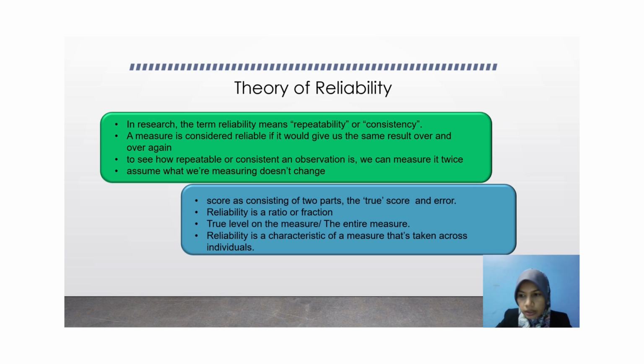The score consists of two parts: the true score, or actual level for the person on that measure, and the error in measuring it. Reliability is a ratio or fraction. In layman's terms, we might define the ratio as the true level on the measure divided by the entire measure. The reliability is a characteristic of a measure that's taken across individuals.